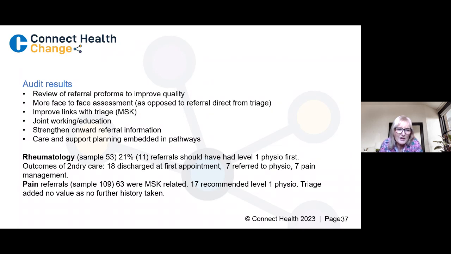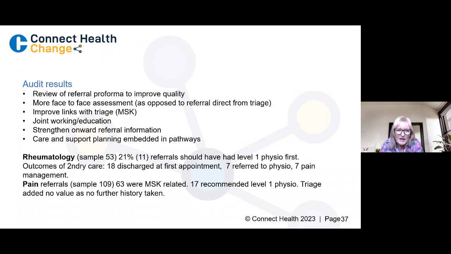So from the audit, a sample of 53, 11 referrals the auditors felt should go to level 1 physio, and they were referred on to rheumatology. And then in the pain service, 17 they felt should have had level 1 physio, and because they hadn't had that before, they were getting referred onwards.